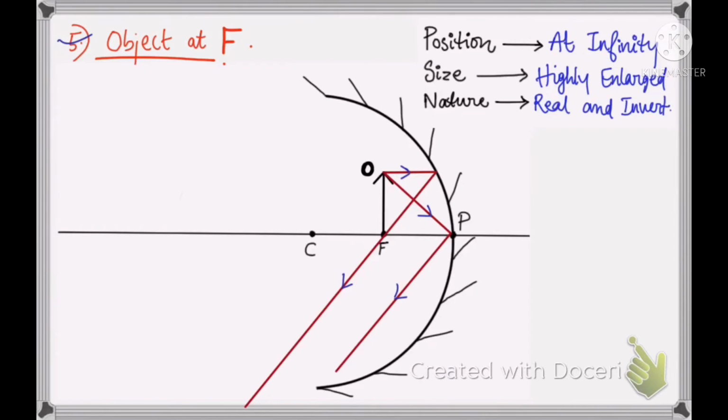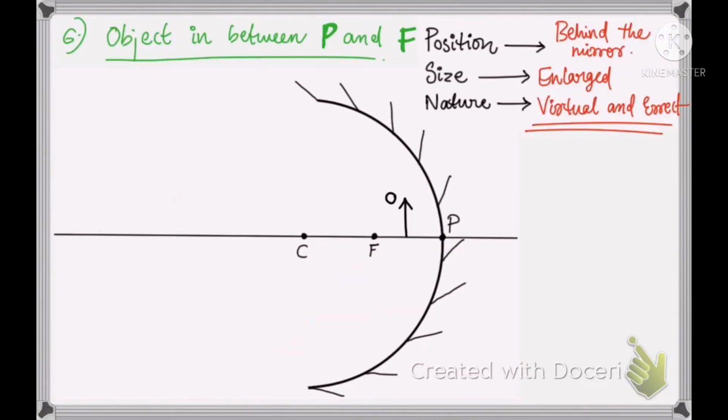So we can say that these both will never meet. And it is considered that when the object is placed at focus of the concave mirror, the image is not formed. It is just going parallel. The reflected rays are going parallel. And the image is formed at infinity. It is very much enlarged and the image is real and inverted.